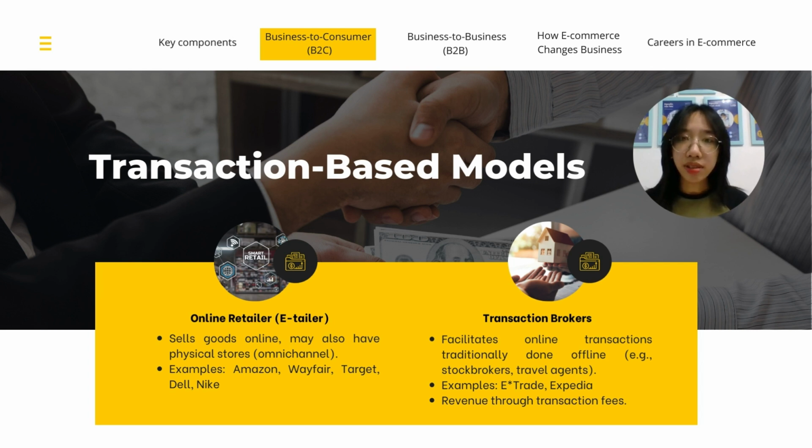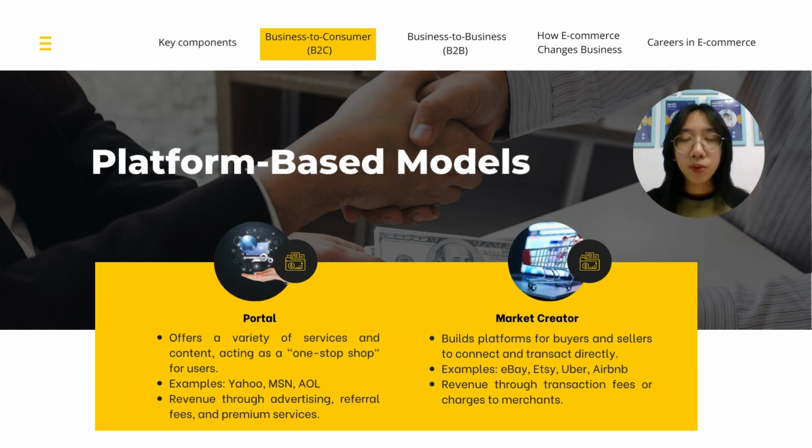Transaction brokers take this a step further by enabling online transactions for services that were once confined to offline channels. Think of online stockbrokers like E*TRADE or travel agencies like Expedia. Moving on to the platform-based models. Platforms are the backbone of much of the modern internet. Portals like Yahoo and MSN aggregate a wide range of services and content, making them a convenient starting point for your online journey.